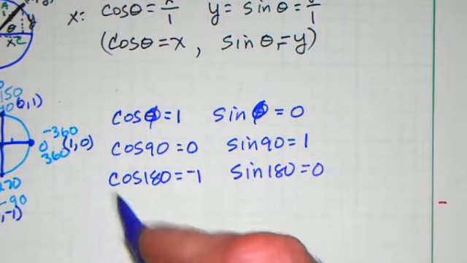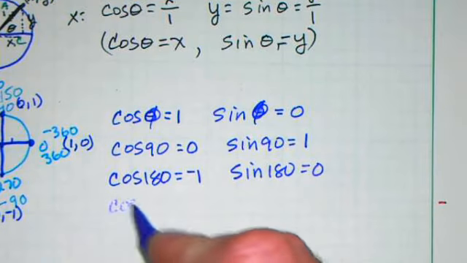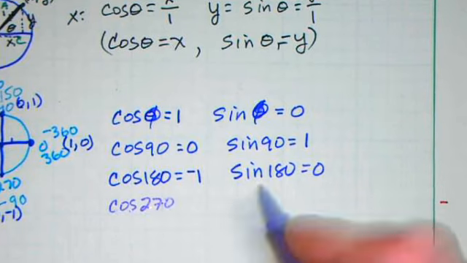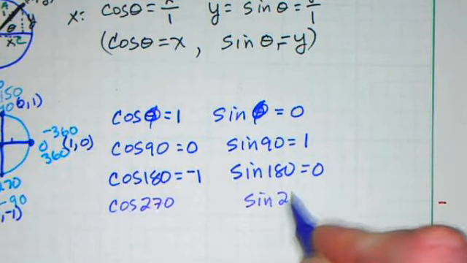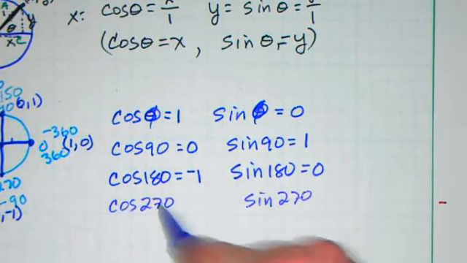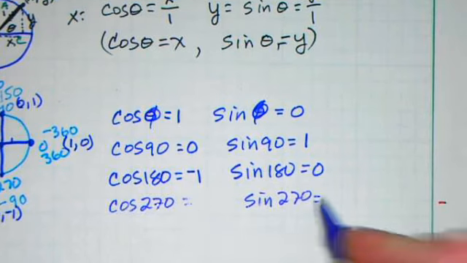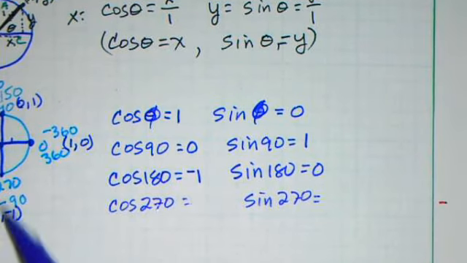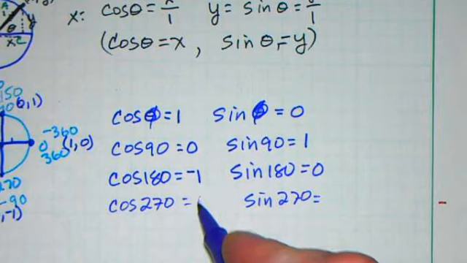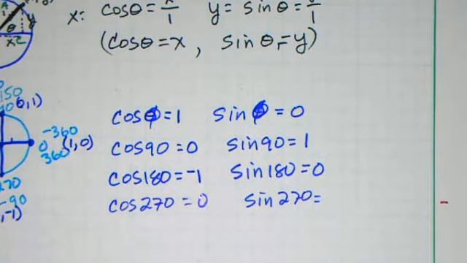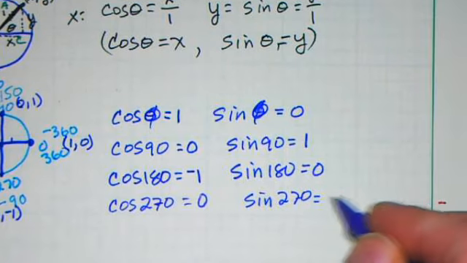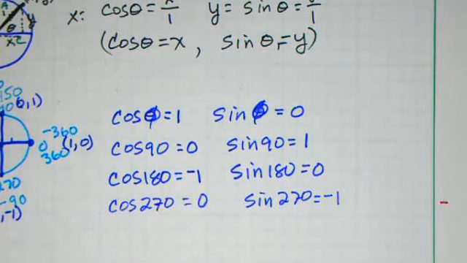Let's go to 270. Cosine 270, sine 270. For 270, the x coordinate is a 0, so cosine 270 is 0. And the sine of 270 is a negative 1.